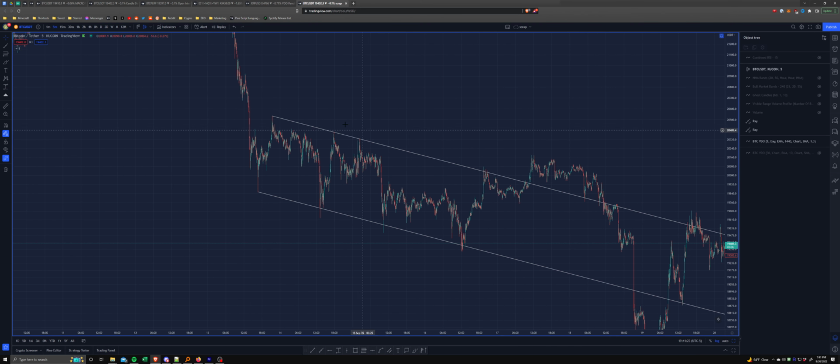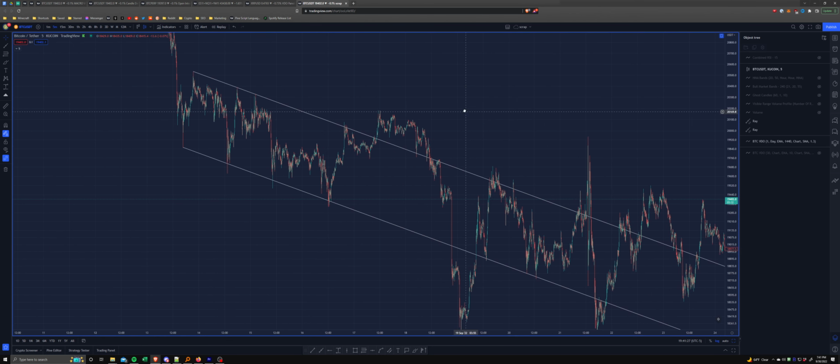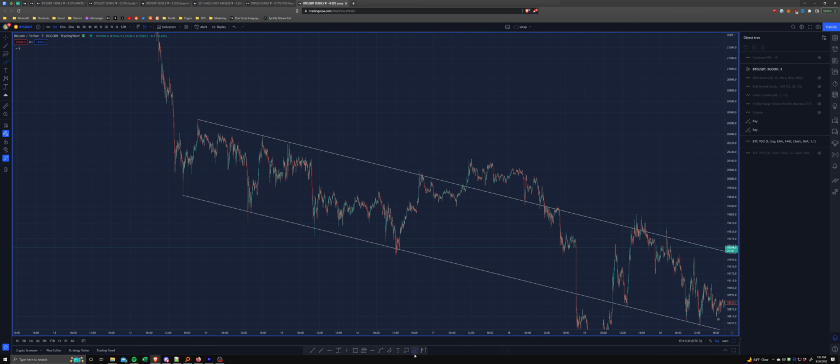Okay, so now that we've established how to define these structures, and how to interpret these structures, now the question becomes, okay, how can we tell when we're going to get these deviations, right?